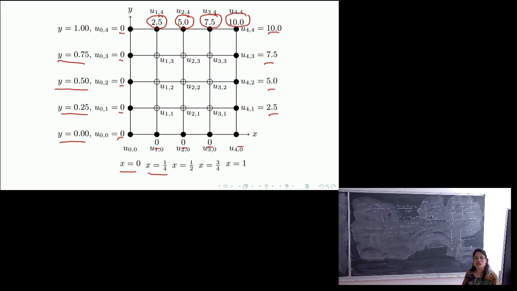So, this is our whole grid where I am aware of the value of the function at all the boundary points. Only the points that are unknown to me are these 9 points given here in between. These 9 points we have to find out with the help of the finite difference method. So just try to understand what I am going to do here.